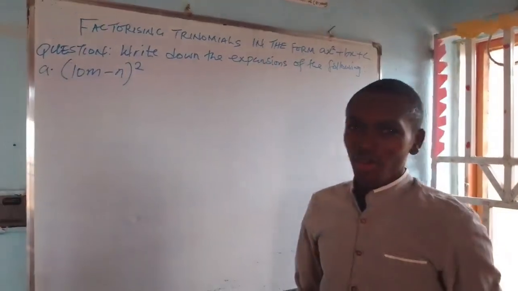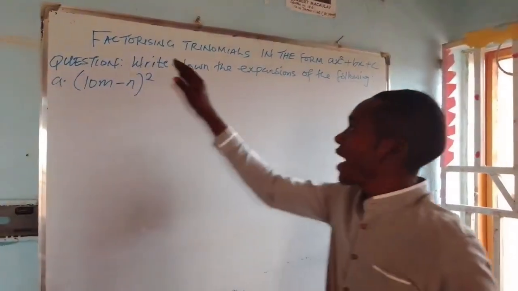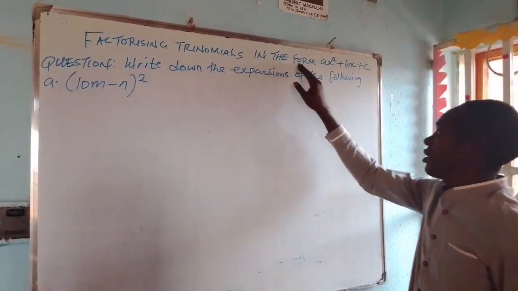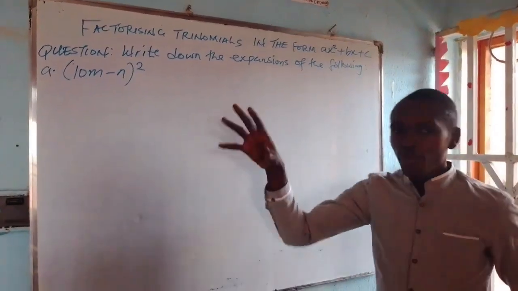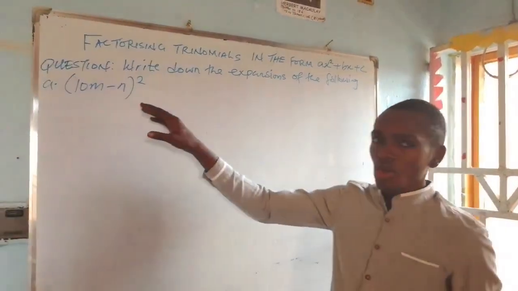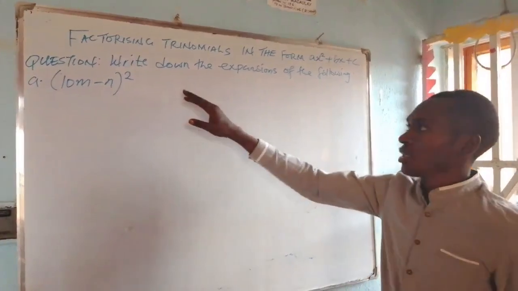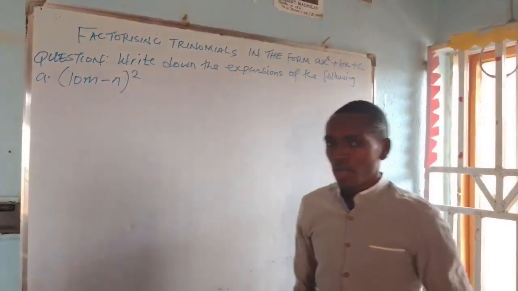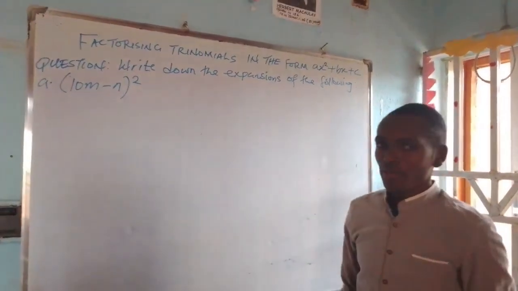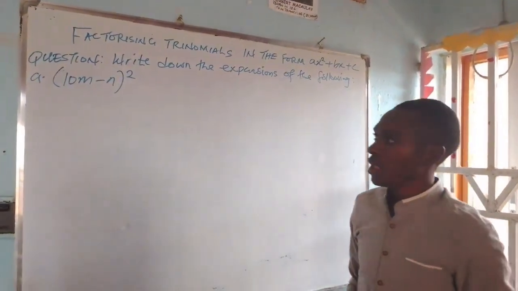Science and Encyclopedia College. Today we are going to be looking at factorizing trinomials in the form ax squared plus bx plus c. But before we go into that, let's have this knowledge. We have a question on the board that says write down the expansions of the following. So we look at how to expand expressions of this type before we go into the main topic.